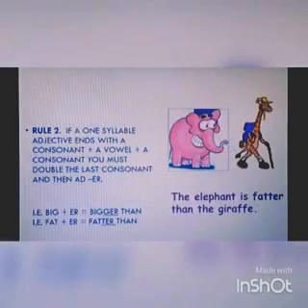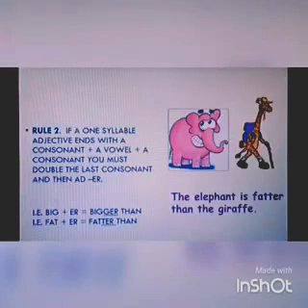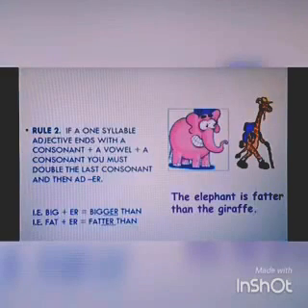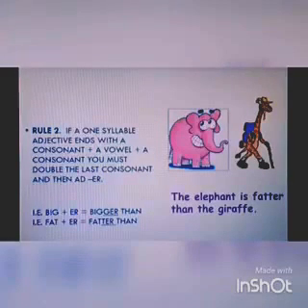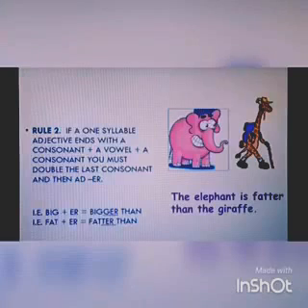Rule 2. If a one-syllable adjective ends with a consonant plus a vowel plus a consonant, you must double the last consonant and then add er. I have big and fat, which are adjectives that start with a consonant and end with a consonant. The last consonant you have to double and add er. For example, big turns to be bigger than, and fat, fatter than. Don't forget to add than after the adjective.